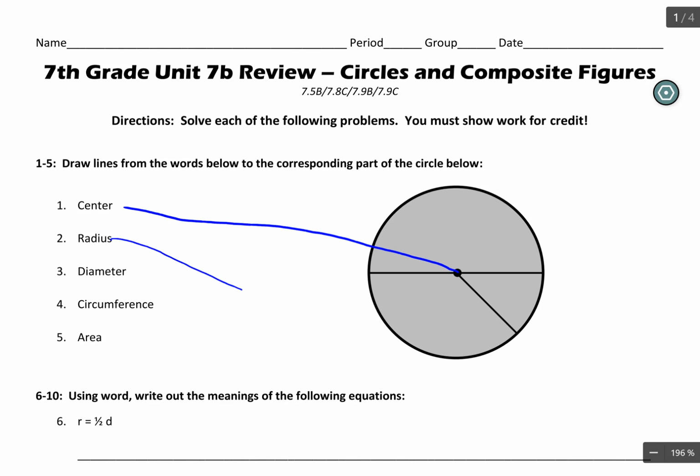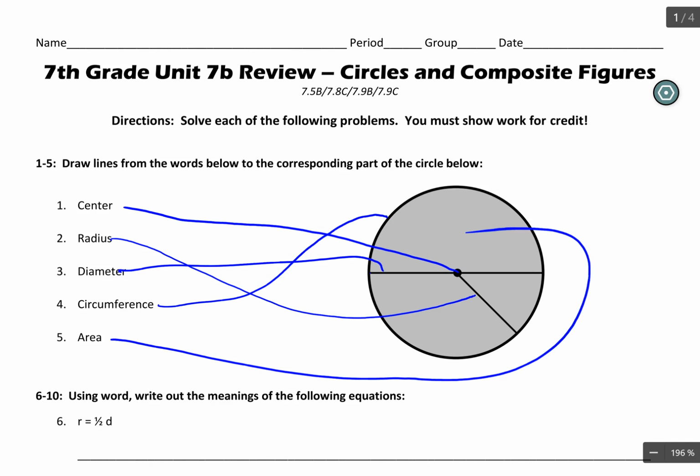Radius is the line segment that originates at the center and moves out to the edge of the circle. Diameter is this piece that goes the entirety of all the way across, starting on the circle, going through the center, and then ending the other side on the circle. So there's our diameter. Circumference is this part that goes around, or the perimeter of the circle. And of course, area is all the stuff inside of the circle. So the gray shaded part would be the area.